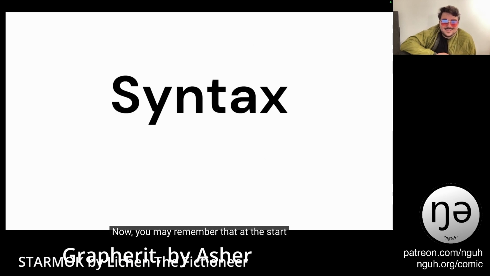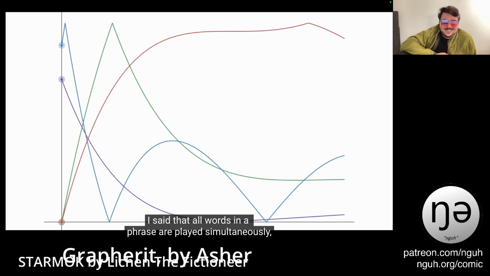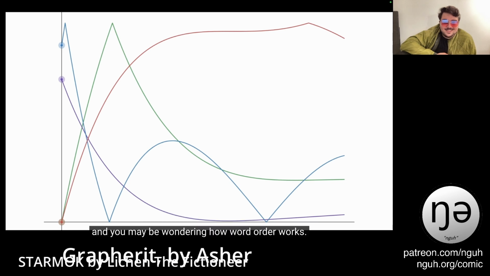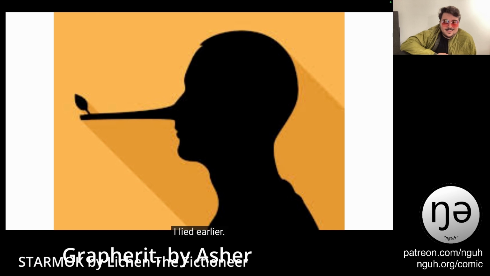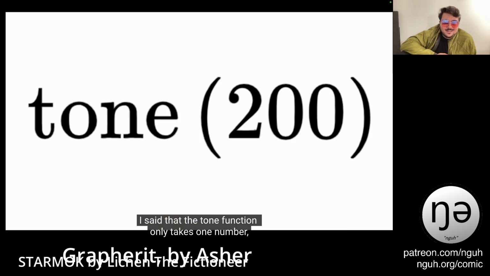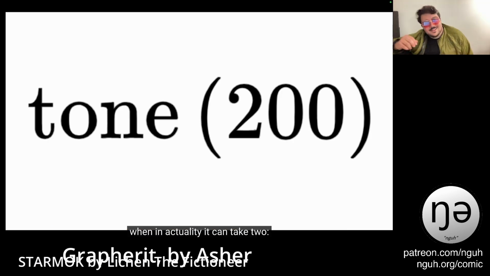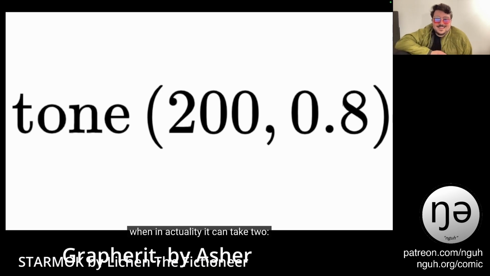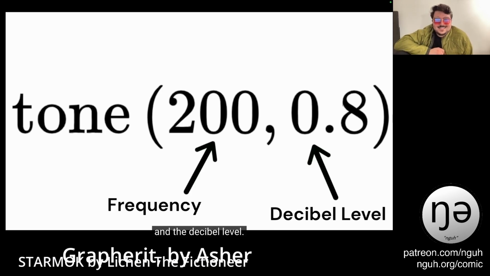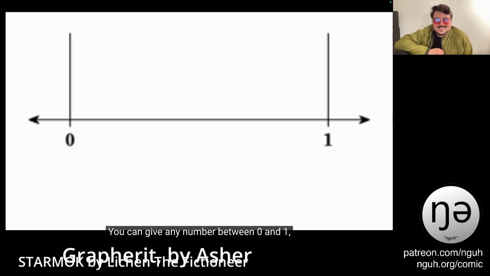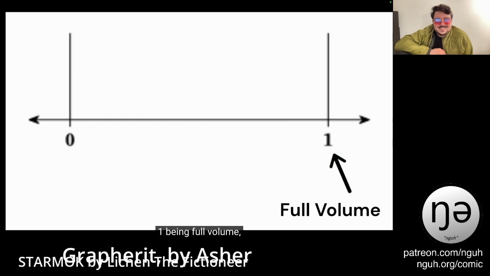Now, you may remember that at the start, I said that all words in a phrase are played simultaneously, and you may be wondering how word order works. Well, to tell you the truth, I lied earlier. I said that the tone function only takes one number, when in actuality, it can take two: the frequency and the decibel level. You can give any number between 0 and 1, 1 being full volume and 0 being muted.